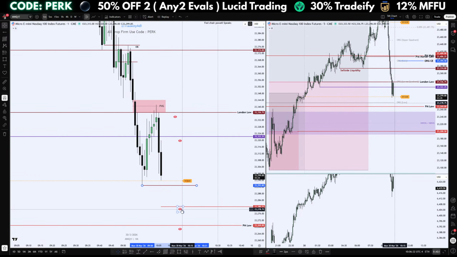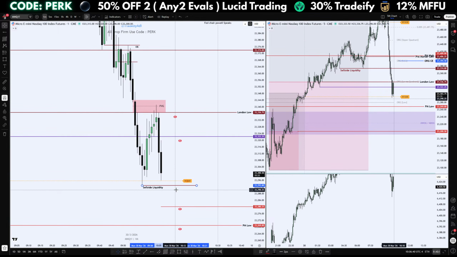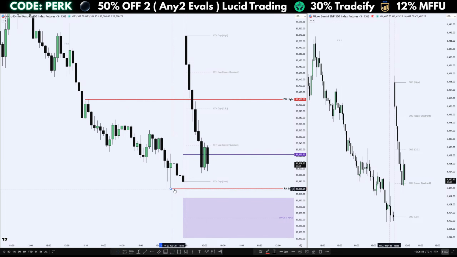This should be the sell side liquidity, the minor sell side liquidity. Sell side, okay. And 23,280 should be the draw on liquidity, and the PM session low should be your next target.